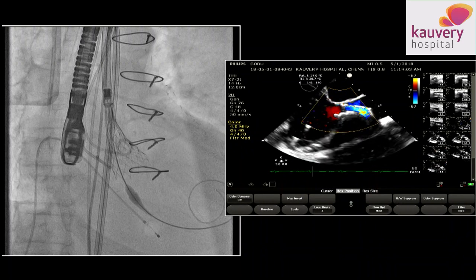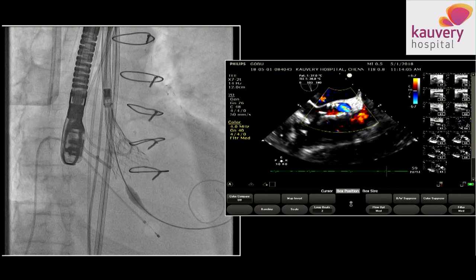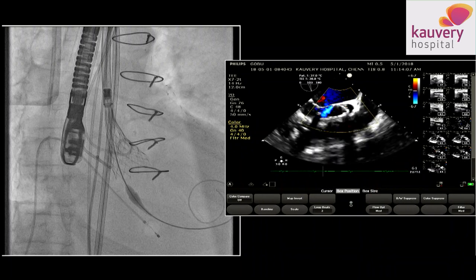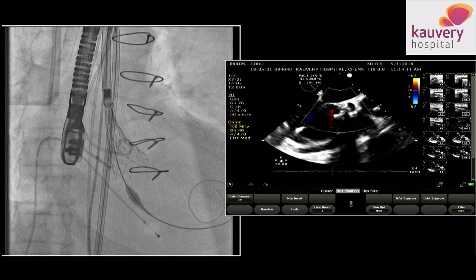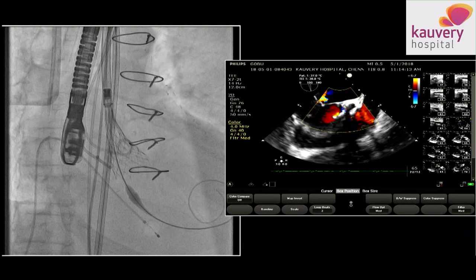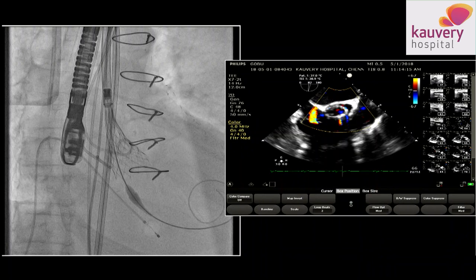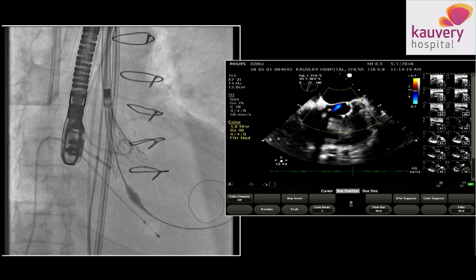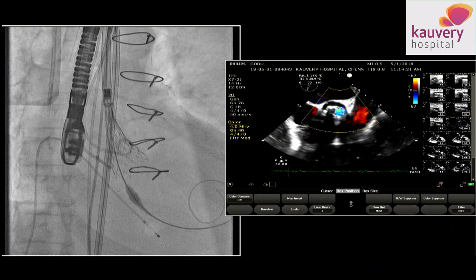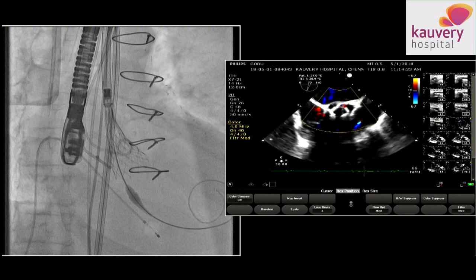Lalita, give us a 5-chamber. There's a little bit there, which you would expect paravalvular, which we hope will get better once we align the valve. But there's a very tiny jet. Short axis, please. Okay. The valve is okay.